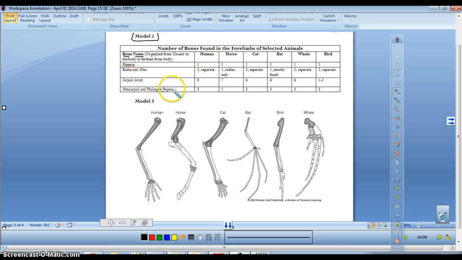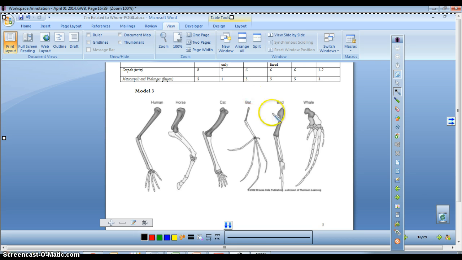Metacarpals. Fingers. Human 5, horse 1. Cat 5, bat 5, whale 5, bird 3. Okay?